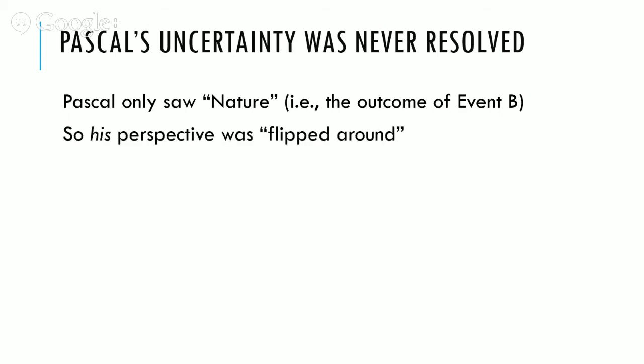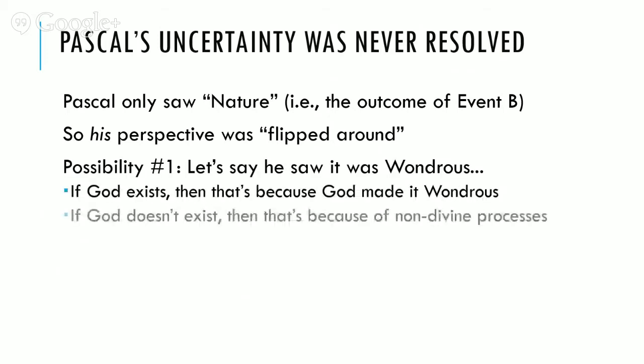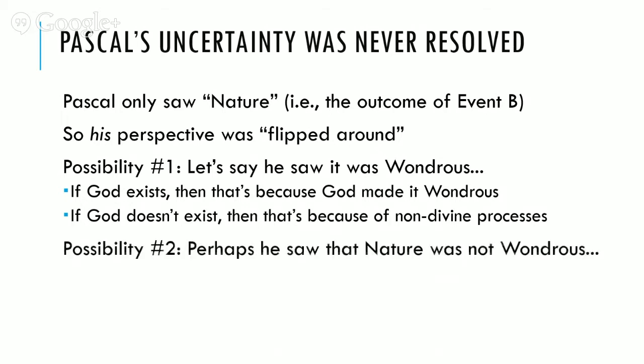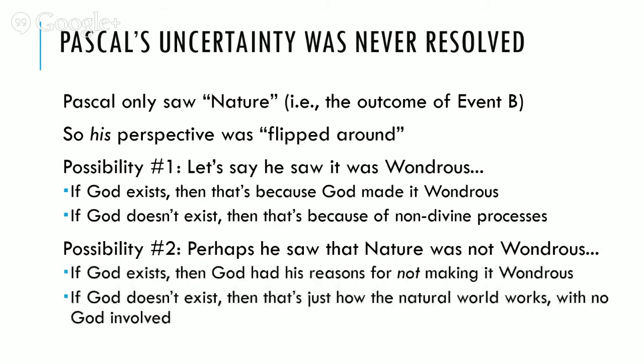So from his perspective, he had this flipped around thing going on. Possibility number one, if he saw that nature was wondrous, it could be wondrous for two reasons, either because God exists or because God doesn't exist, right? If he saw that nature was not wondrous, again, two possibilities, either because God exists or because God doesn't exist. And he's telling us in his journals published after his death that he wasn't sure which one it was. He's looking around and he doesn't see enough evidence to fully 100% convince him one way or the other.